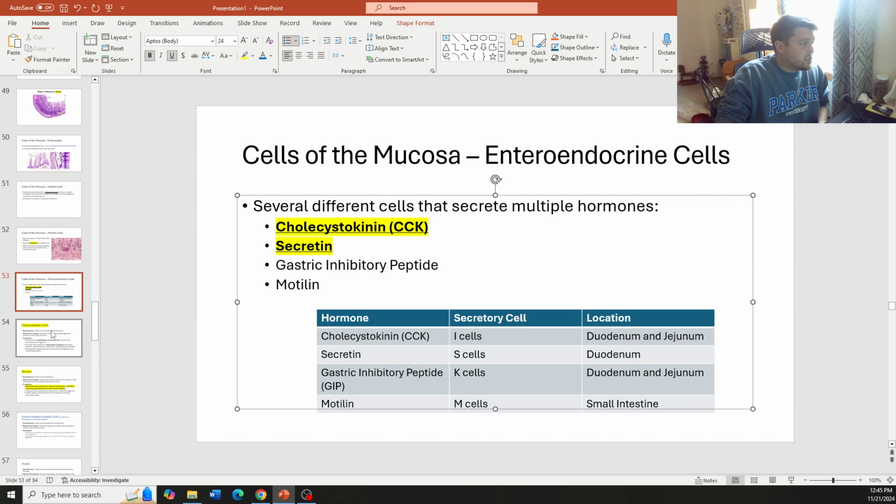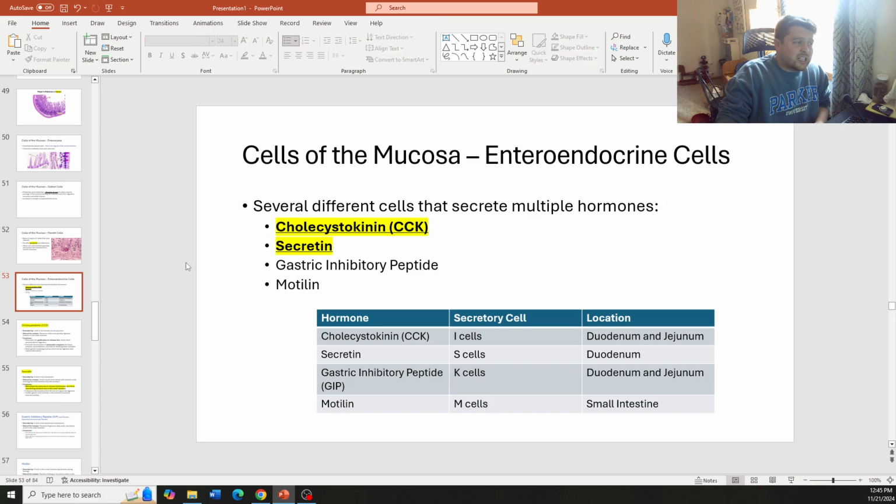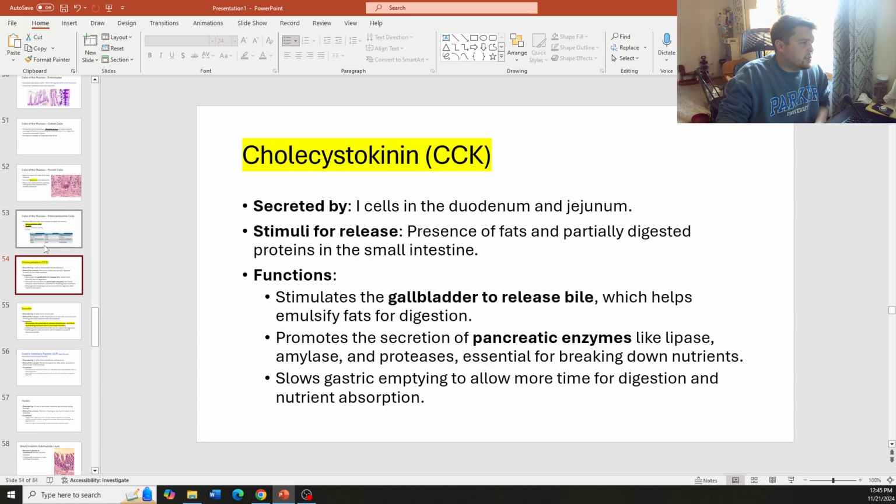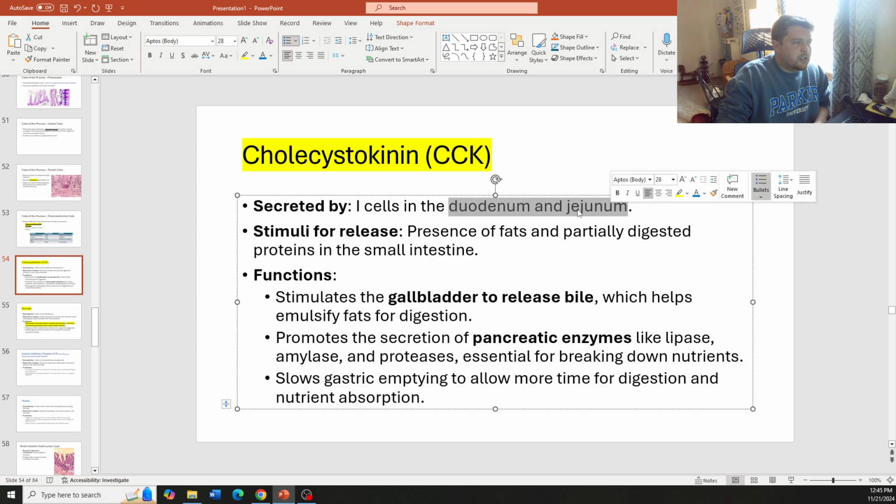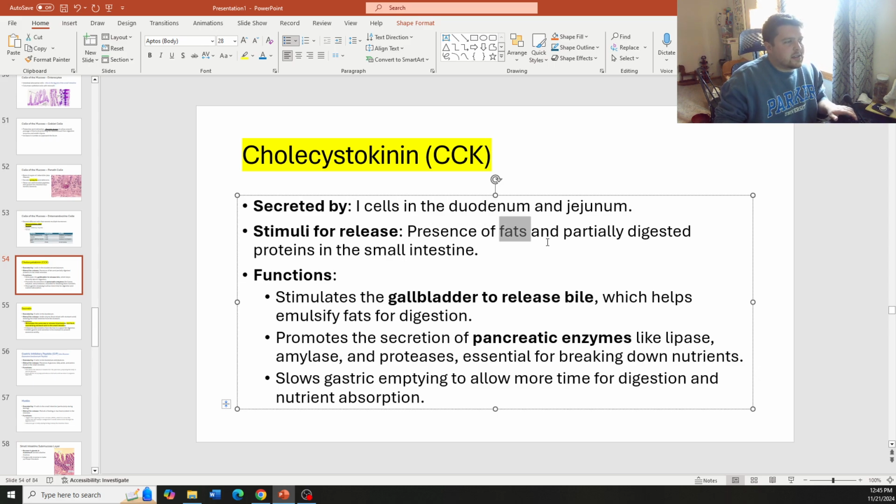In future courses, I put information in here for them, but they didn't mention them. This professor didn't mention gastric inhibitory peptide or motilin. In the future, you will talk about those when you get a little bit deeper into the GI tract, okay? So cholecystokinin is secreted in the duodenum and the jejunum from these cells known as I cells. They are released when there are fats and partially digested proteins in the small intestine.